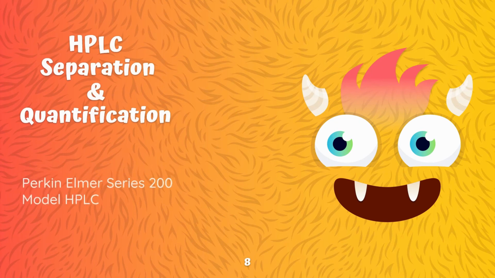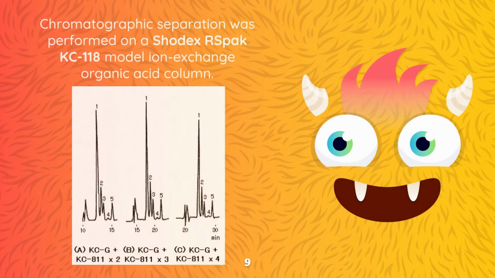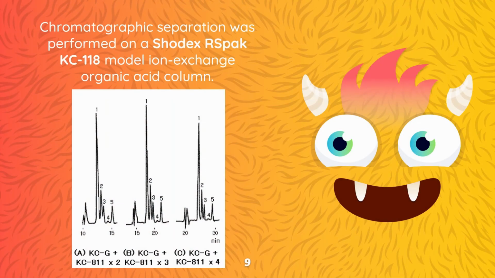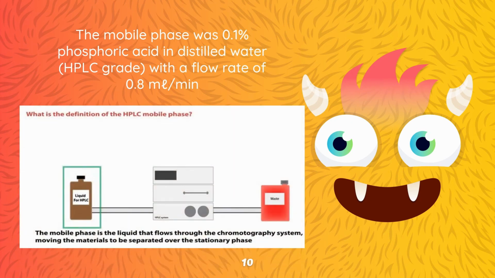In this part of the experiment, a Perkin-Elmer Series 200 model HPLC apparatus was used. The machine is equipped with a UV absorbance detector set at 240 nanometer. The chromatographic separation was performed on a Shodex R-Spec KC118 model ion exchange organic acid column. The mobile phase was 0.1% phosphoric acid in distilled water with a flow rate of 0.8 ml per minute. The mobile phase is a liquid that flows through the chromatography system, moving the materials to be separated over the stationary phase.